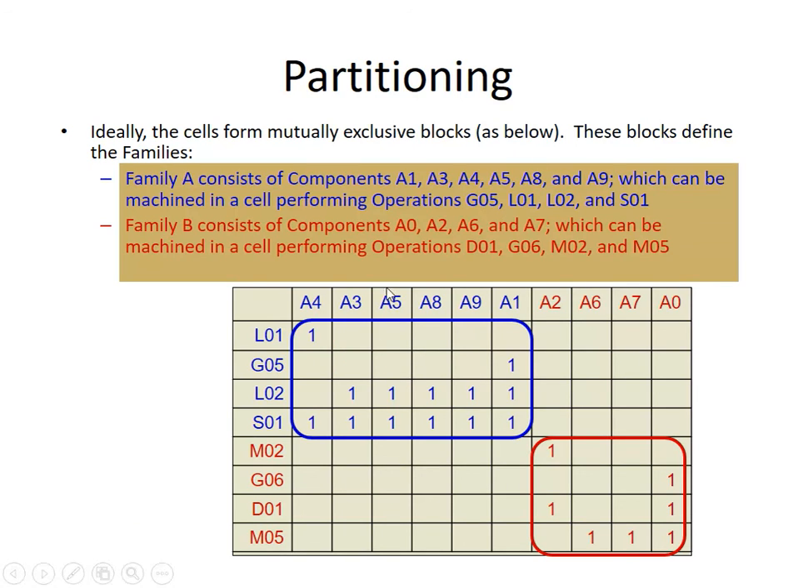So after partitioning, you can see the same thing what we obtained over here will be categorized or clustered in this way, where the family A consists of A1, which can be mentioned in operation G5 L1 according to the route. So in this way we are going to apply the rank order clustering, and we have divided into machine cells. And this is a very important algorithm which each one of you should learn.